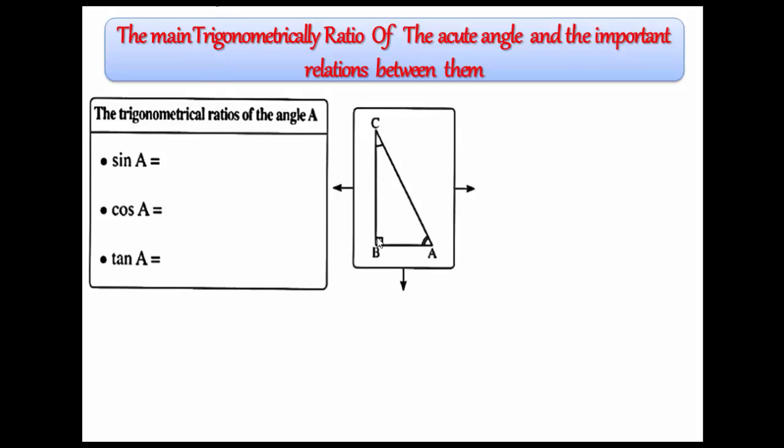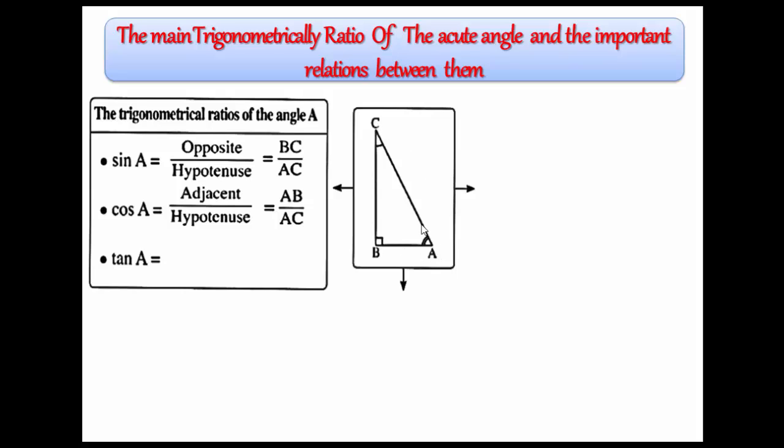We have here a right angle triangle at B, to find sine A, cosine A, or tan A. Sine A equals opposite over hypotenuse, equals BC over AC. Cosine A equals adjacent over hypotenuse, adjacent here AB over hypotenuse AC. Tan A equals opposite over adjacent. Opposite here is BC and adjacent is AB.